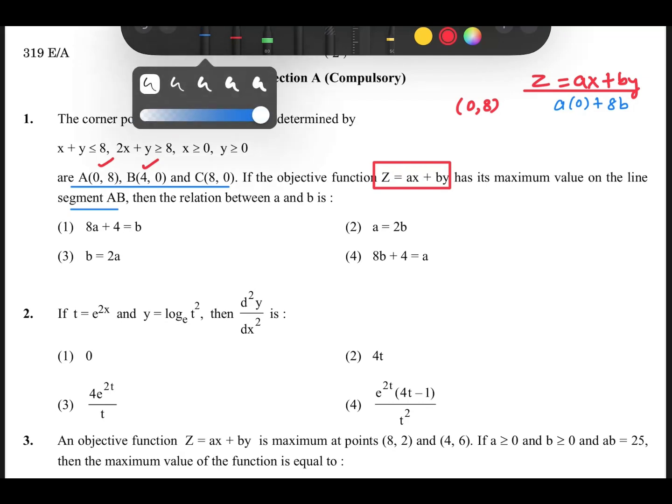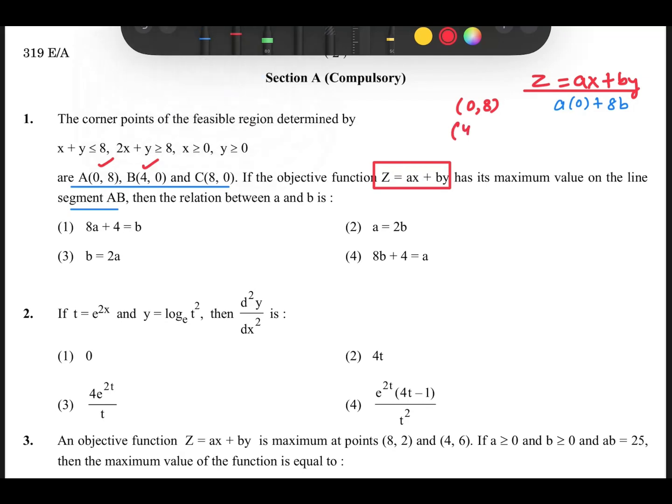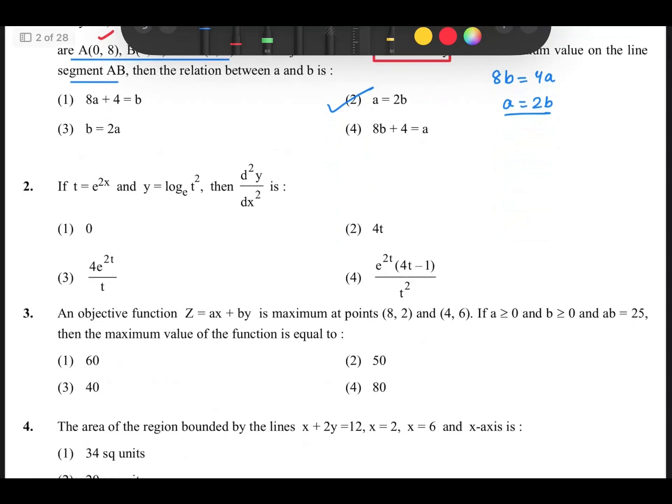When you plug in 4, 0, the point B, you'll get a times 4 plus 0 times b. If they both are maximum, they should be the same. So we have 8b equals 4a. Dividing by 4 on both sides, you finally have a equals 2b, which is option 2. Easy question. So this is done.